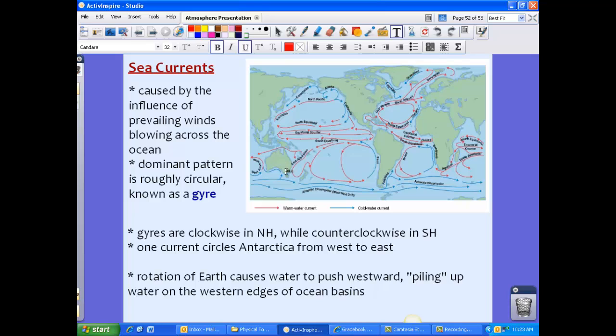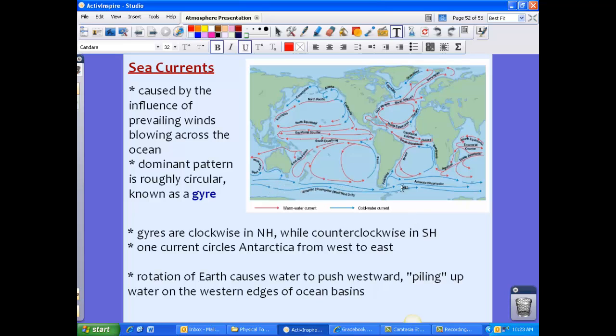Now, this picture cuts it off, so half of it is on the left and half of it is on the right-hand side, but that's definitely one gyre. So we have about 5 of them around the globe. In the northern hemisphere, these gyres rotate clockwise, while in the southern hemisphere, they rotate counterclockwise. This is due to the rotation of the Earth. If you look in the northern hemisphere, notice these are going clockwise. Our southern hemisphere gyres are going counterclockwise.